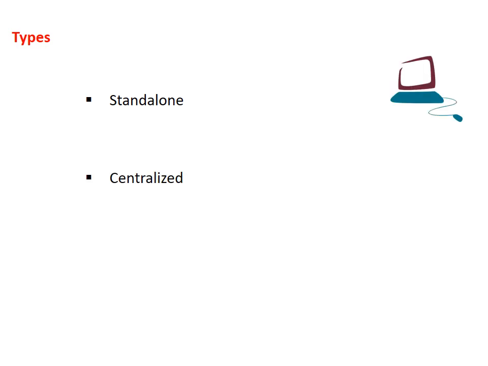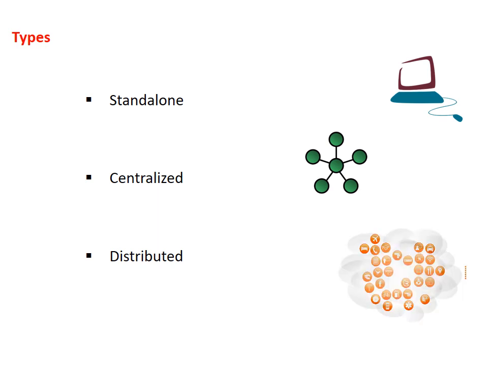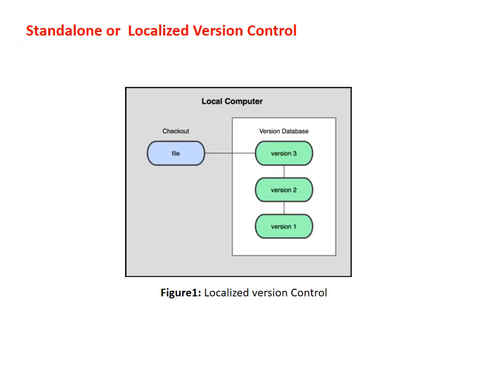Next, different types of version control. There are three different types of version control: the standalone system, which is also called the localized system. The next one is centralized, and the third one is distributed version control. We'll see them in detail.